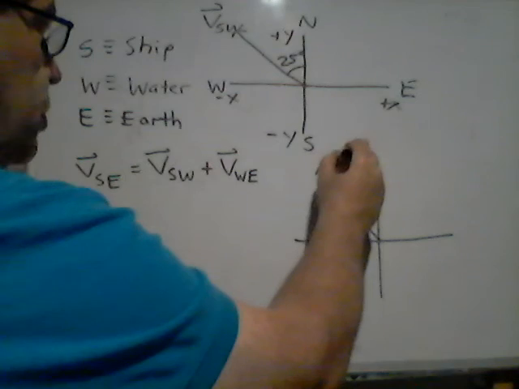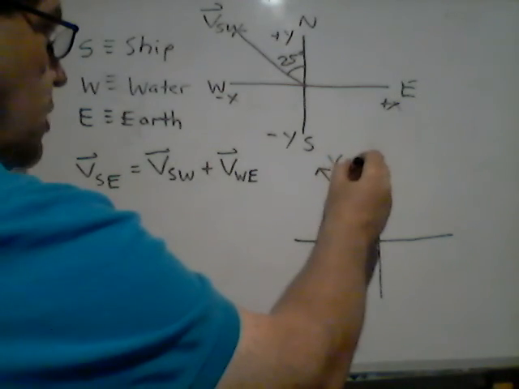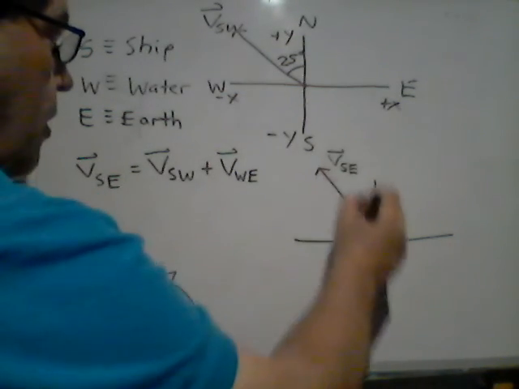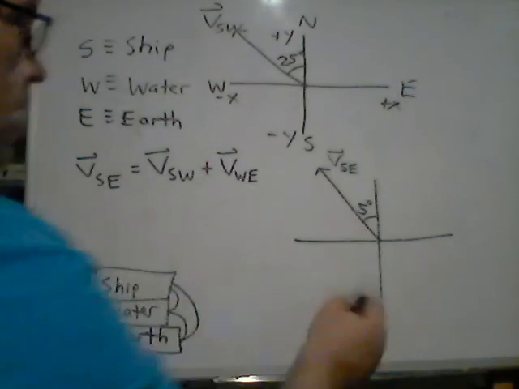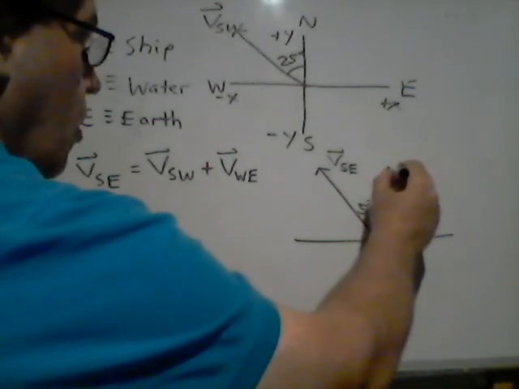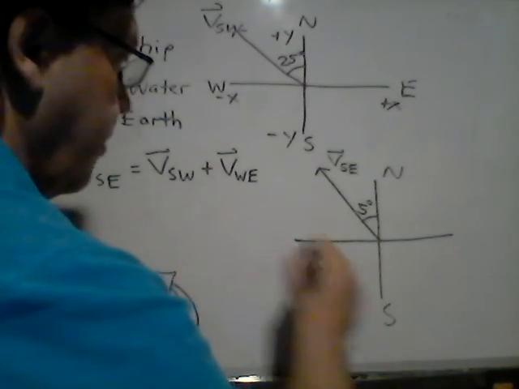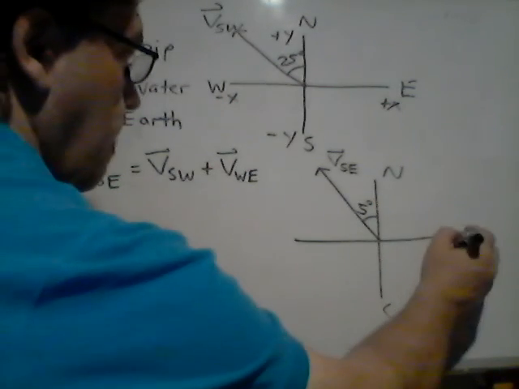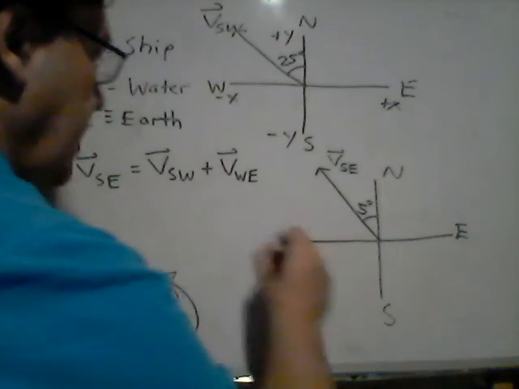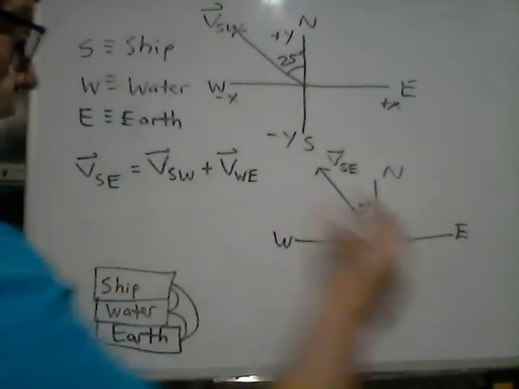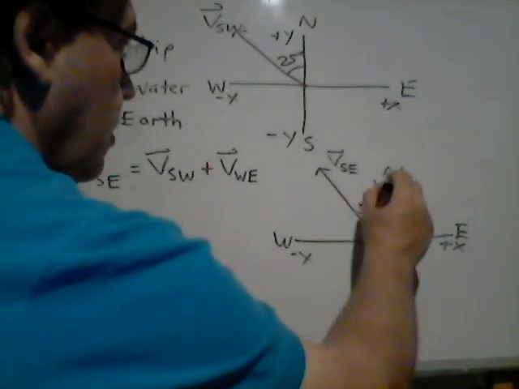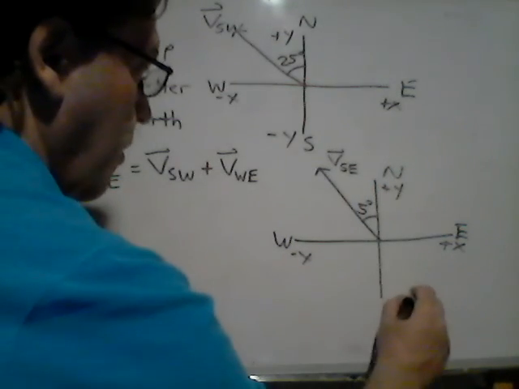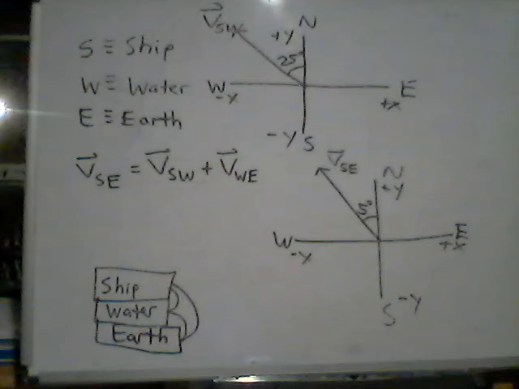So velocity of the ship relative to the Earth. And that's at 5 degrees. And again, north, south, east, west, or what I prefer is plus x, plus y, minus y. So again, those are the two vectors that I have.